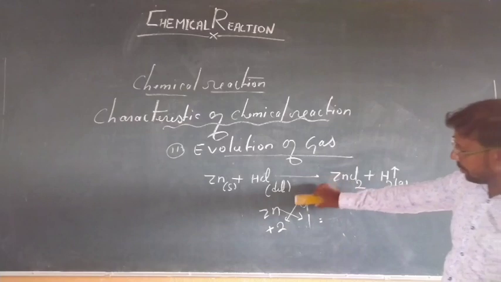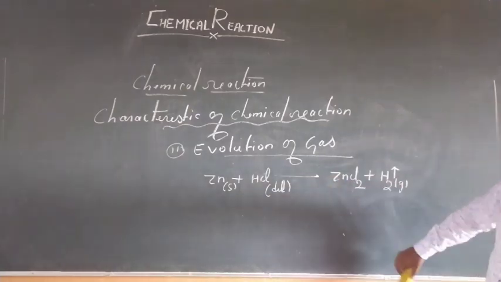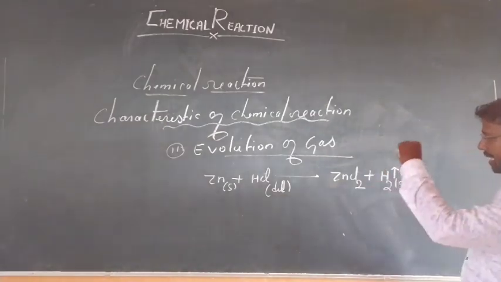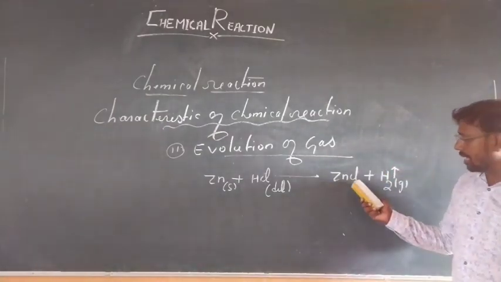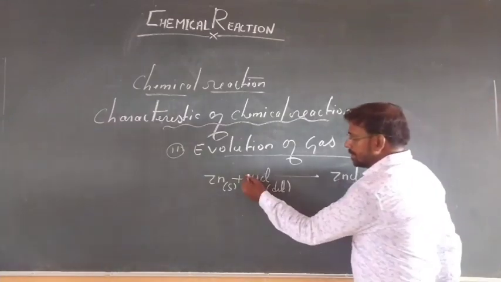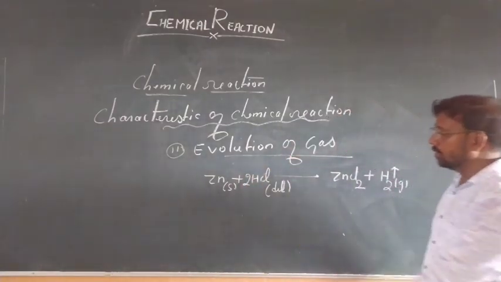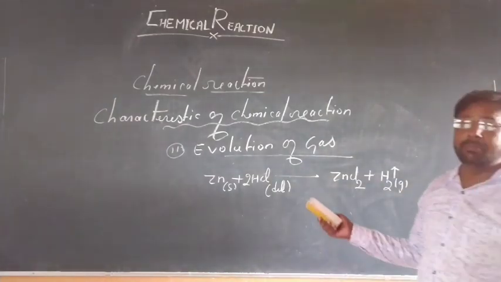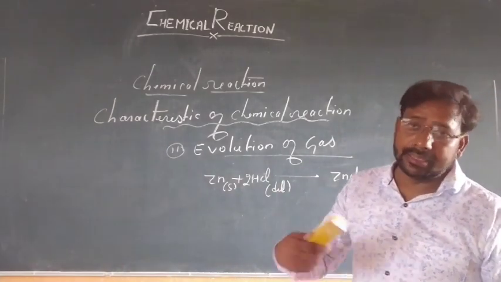In many chemical reactions, gas will form. Example, you can see, balance the equation. How many chlorines are there? 2. Hydrogen is 2, here only 1. Simply by putting 2 here, you will get the balanced equation. How it is balanced, you will learn later.